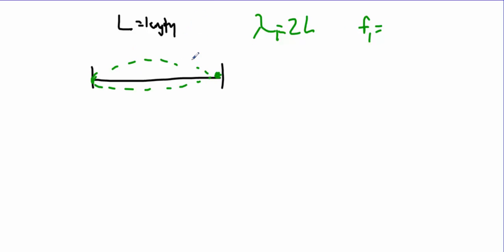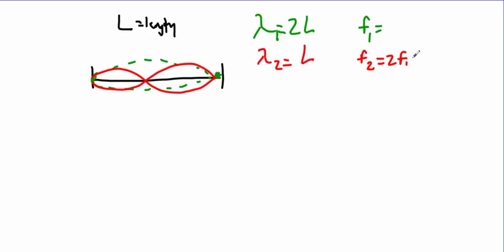Then you changed the frequency until you got a second wave to fit on this string, or a second loop, I guess. And so now we have a complete wave. And so we went to lambda 2, which is equal to L. The wavelength of this wave is the whole length of the string, and then we have F2. And what we found was F2 is actually about twice F1.